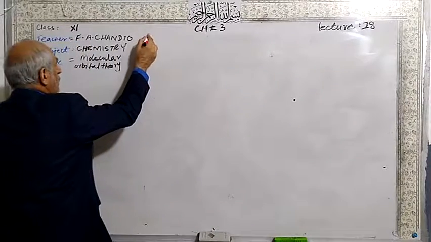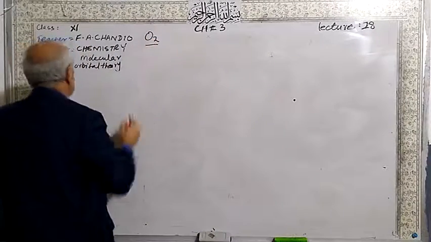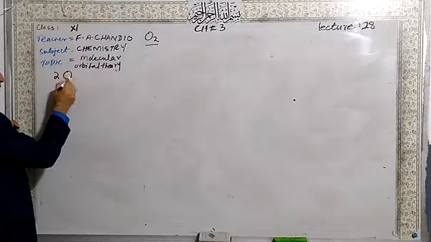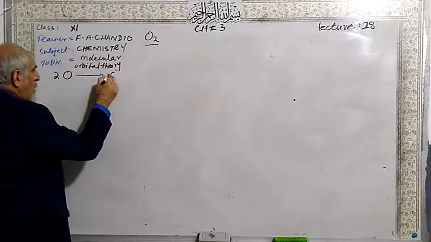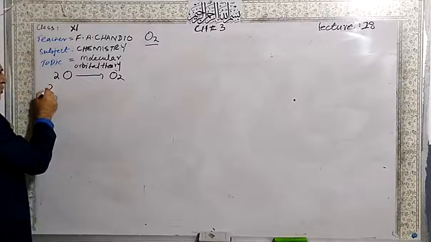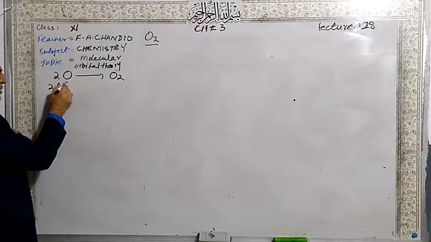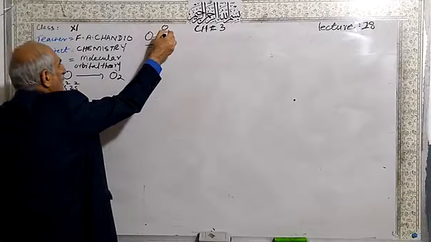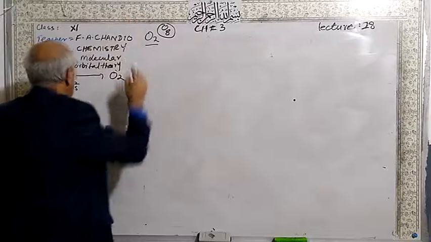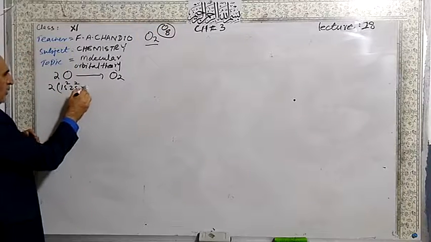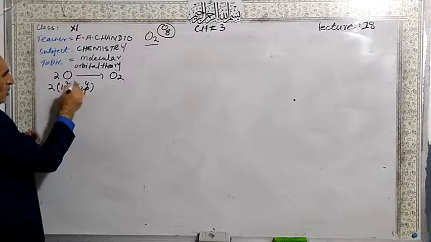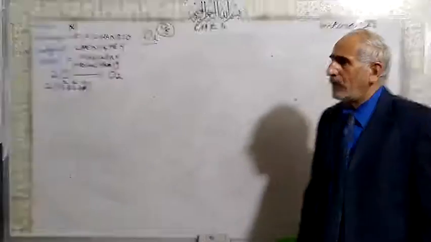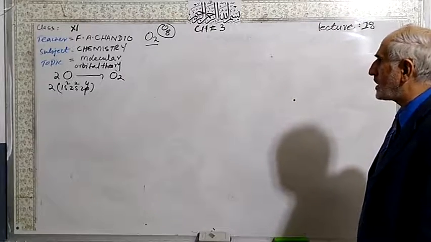Oxygen molecule O2. Electronic configuration of oxygen: two oxygen atoms form the oxygen molecule. The atomic number of oxygen is 8. So 1s2, 2s2 and 2p4. So there are 4 electrons present in the 2p, px, py, pz, total 4 electrons.